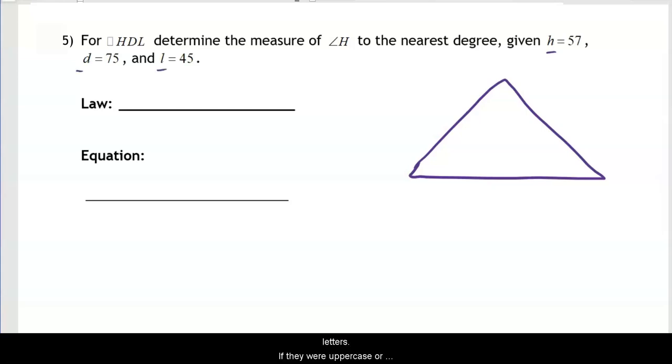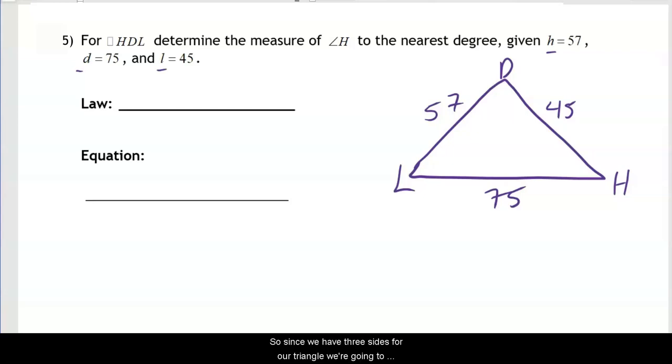If they were uppercase or they had the angle sign, they would be our angles. So side h is 57, which means the angle across from it will be angle H. Side d is 75, the angle across from that, angle D. And side l is 45, and again the angle across from that will be angle L.